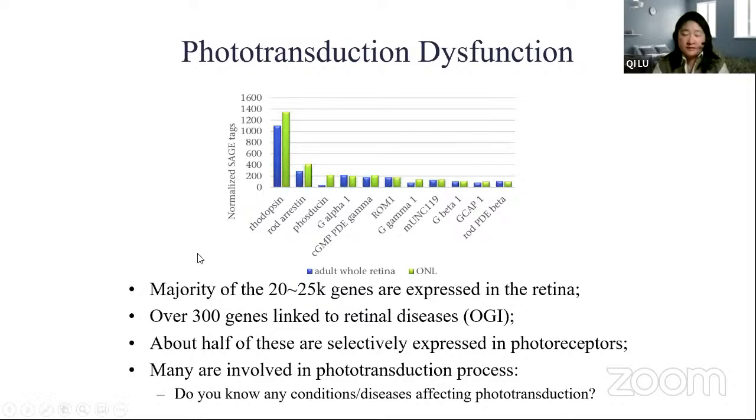There are many diseases related to phototransduction dysfunction, and over 300 genes are linked to retinal disease. About half of these genes are selectively expressed in photoreceptors. Do you know any condition or disease affecting phototransduction? I can raise some examples. For example, vitamin A deficiency, since vitamin A is the ligand for the opsin.